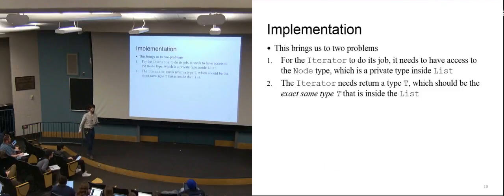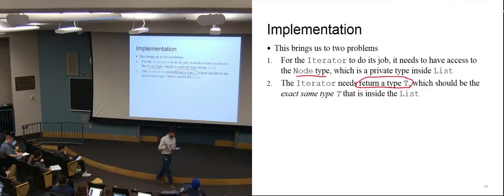So now we've got two problems already. For the iterator to do its job, it needs to have access to the node type, because somehow the iterator needs to hop from node to node. You with me there? Somehow it needs to hop from node to node, so it needs to know what's inside a node. Also, the iterator needs to return a T. Not just any T, it has to be the exact same T that lives in the list. So iterator and list have to agree about what's a node. Iterator and list have to agree on what's a T.